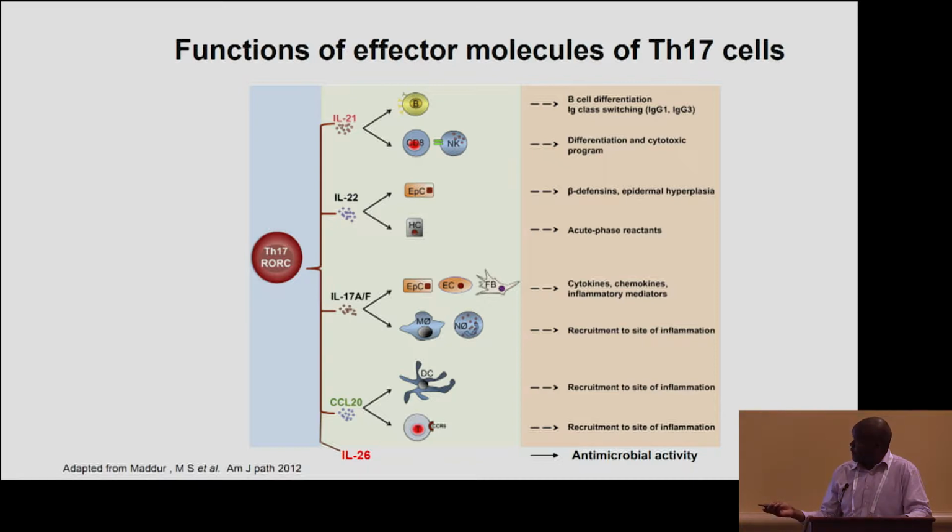They express the transcription factor retinoic acid receptor-related orphan receptor C, and upon activation, they produce different molecules, including IL-21, IL-22, IL-17, CCL20, and IL-26. The signature cytokine is IL-17, and this cytokine can act on both immune and non-immune cells, leading to the recruitment, activation, and migration of these cells to sites of inflammation.